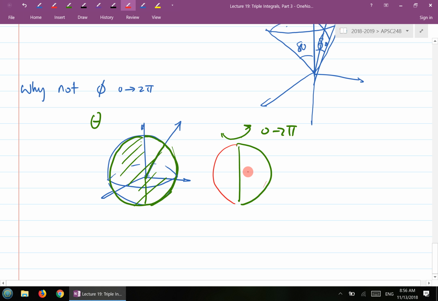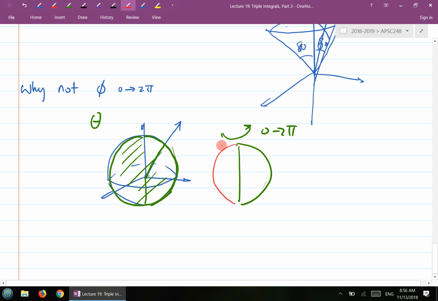So alternatively, if you have a full circle and you want to create a sphere, how can you rotate? Instead of 360, you can rotate what? 180. Okay. Now back to the triple integral.